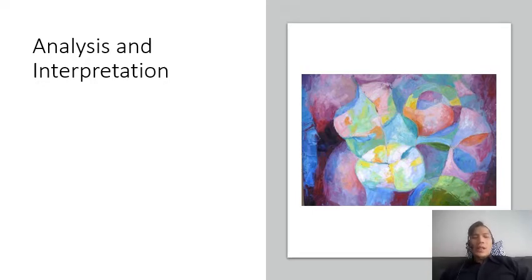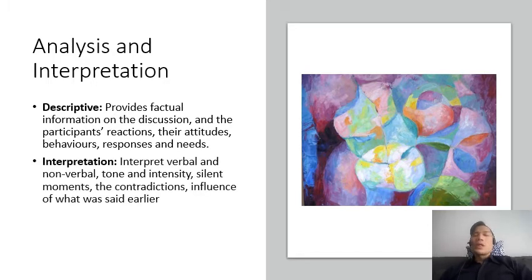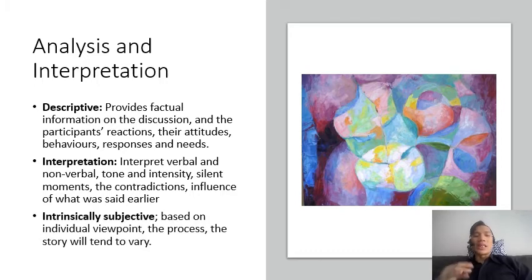Now, if we move on to analysis and interpretation, we can see that qualitative analysis can go in different ways. For example, we can describe, providing actual factual information on the discussion and the participants' reactions and attitudes, behaviors and responses and needs. What about going into deeper interpretation of the qualitative research, interpreting verbal and non-verbal tone, intensity, silent movements, the contradictions, as well as the influence of what was said earlier. In fact, what they said before may be in contradiction of what they are saying now.